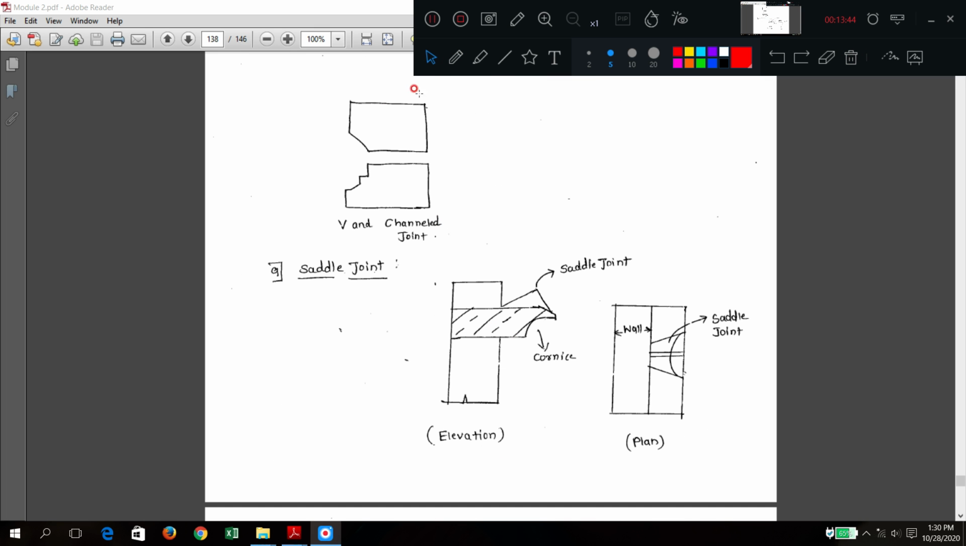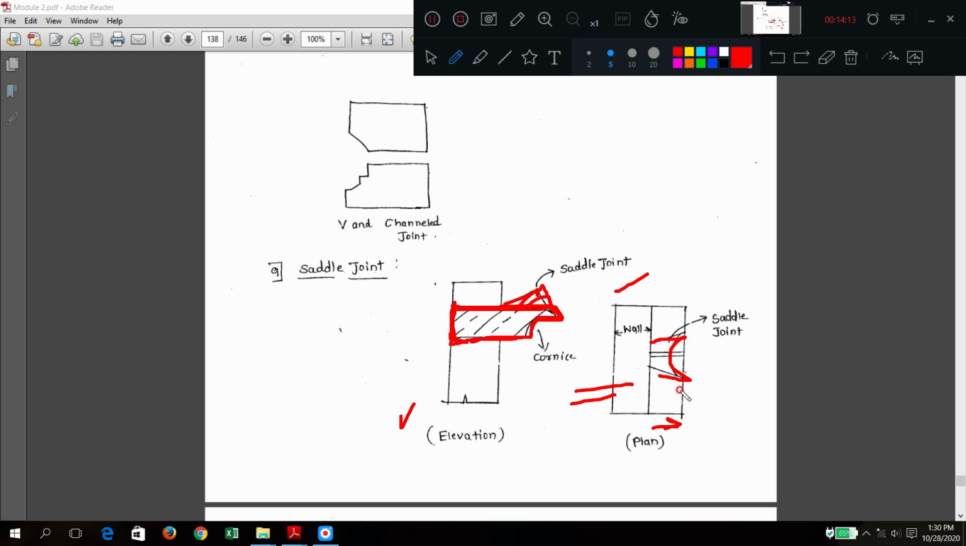Saddle joint means what? When there is a wall, you want to have a joint between that cornice stone. We have seen that in the typical wall elements. Another one there will come the saddle joint. From the top view it appears like this. So the wall is there, and this is the extra projection from the top. This is called a saddle joint.